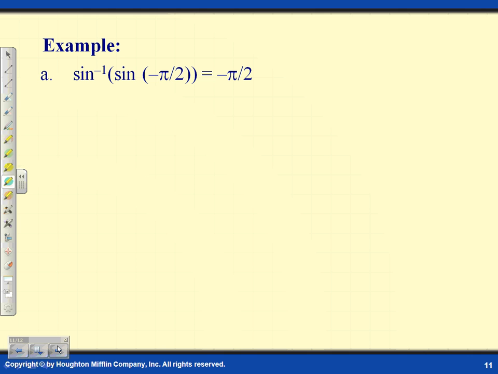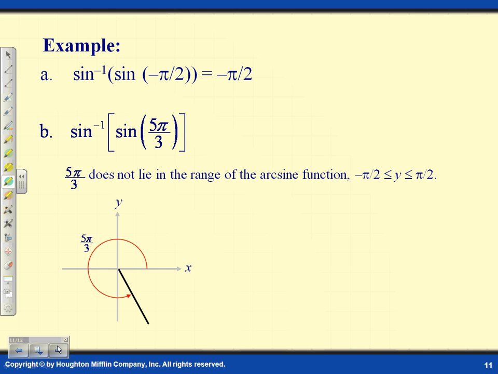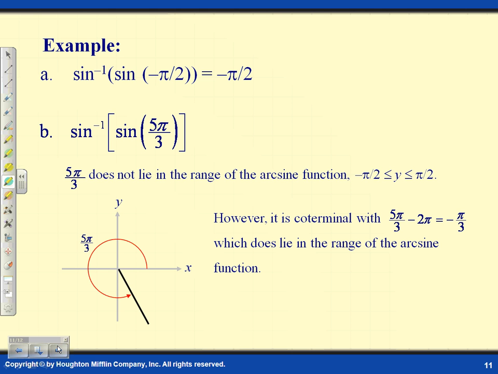Okay? B, is 5 pi over 3 in my sine range? Well, where is 5 pi over 3? 5 pi over 3 puts me in quad 4. So is it going to work? Does it work? It absolutely does. Okay? Does that make sense? Do we see that? Any questions over that?